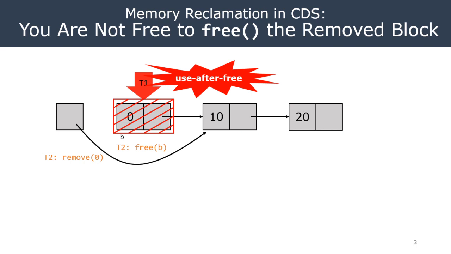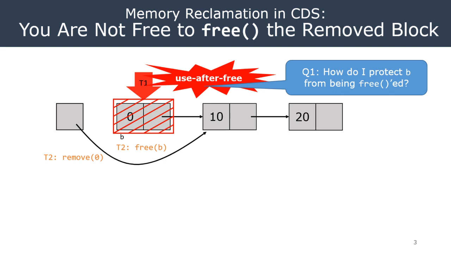So that is a very bad thing. So we have to avoid this. The moral of the story is that if T2 is freeing the block right after it is removed, maybe the removed block has been referenced by another thread, and the other thread may invoke a use after free.